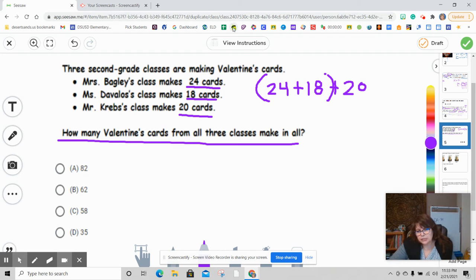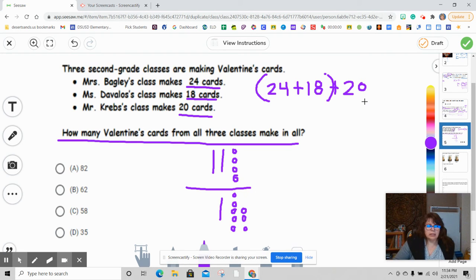Now I'm gonna use a picture this time. So in number 24, I have 2 tens and 4 ones. 1, 2, 3, and 4. And draw my line. Then I have 1 ten and 8 ones. 1, 2, 3, 4, 5, 6, 7, and 8. Now, this is the first step, because I'm going to have another step when I add the 20. So on my first step, I have to look at my numbers. I have 24, and then I have 18.